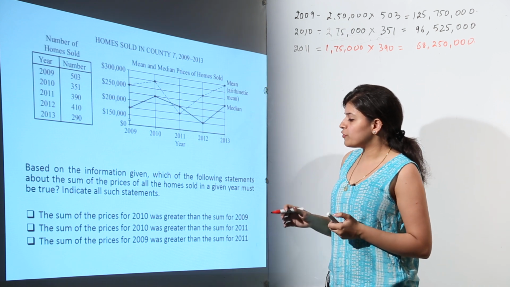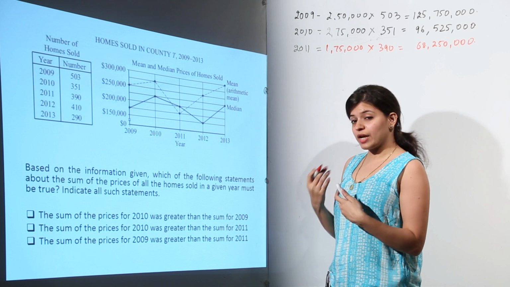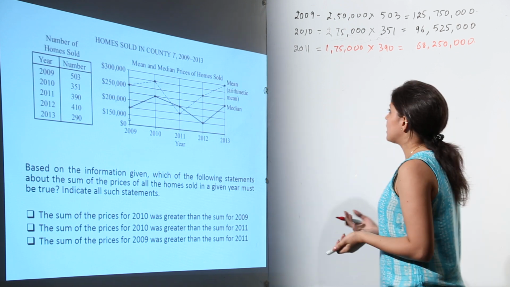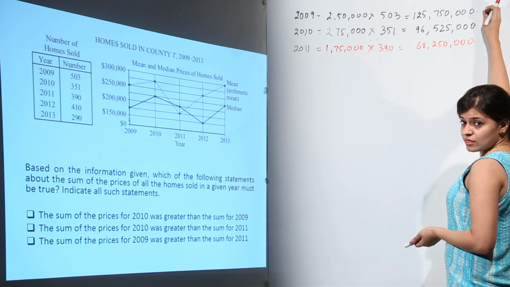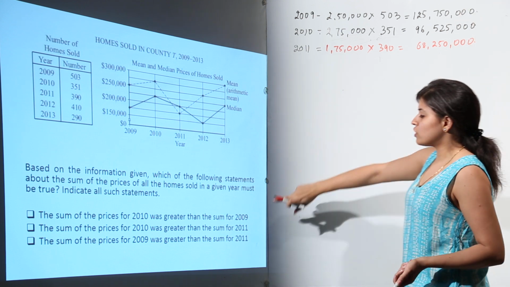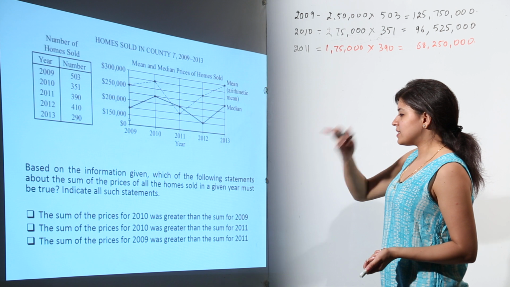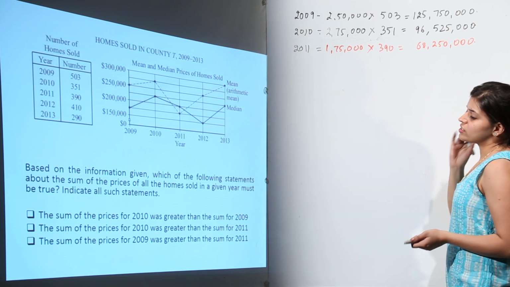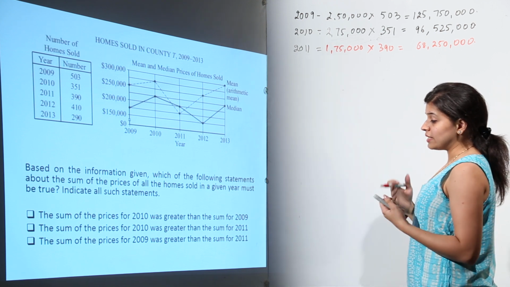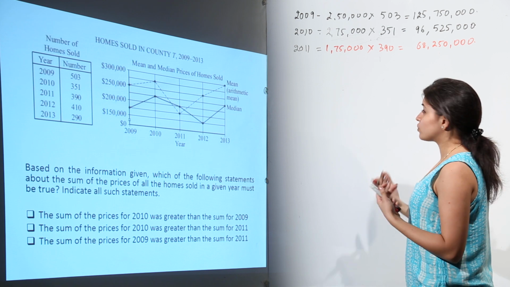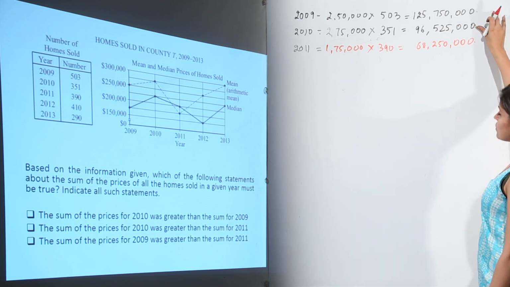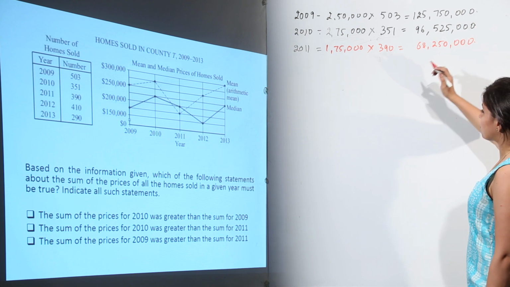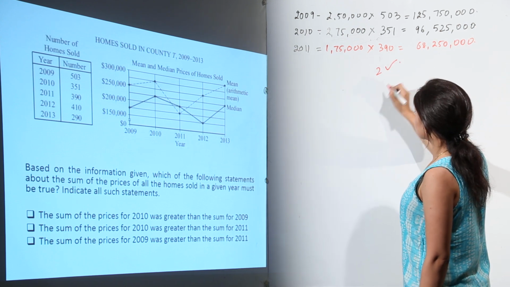It says that the sum of the prices for 2010 was greater than the sum for 2009. The sum in 2010 was this. It is less than the sum in 2009. So the first option is incorrect. Let's see the second option. The second option says the sum of the prices for 2010 was greater than the sum for 2011. The sum for 2010 is this, the sum of 2011 is this. So yes, the second statement is true.